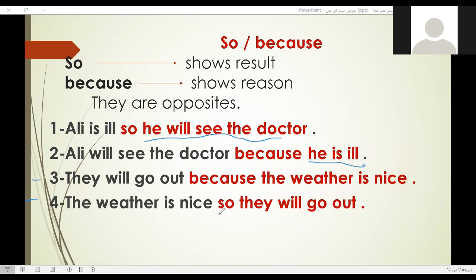As you can see now, we linked two sentences using so and because, and you have to differentiate between result and reason to use them properly. Thanks a lot. Now let's have another thing.